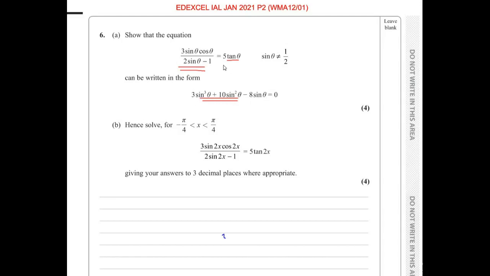So let us start using the first identity over here. For part A, the identity to be used is, first we are going to start with the tan theta. Tan theta is equal to sin theta over cos theta. This is one of the most important identities you have to remember.